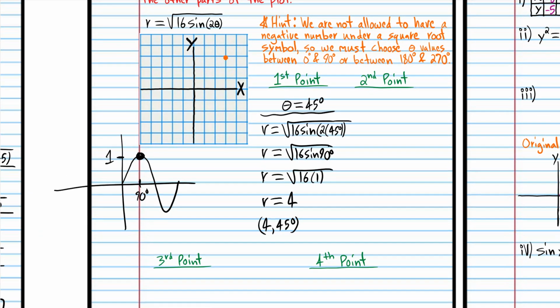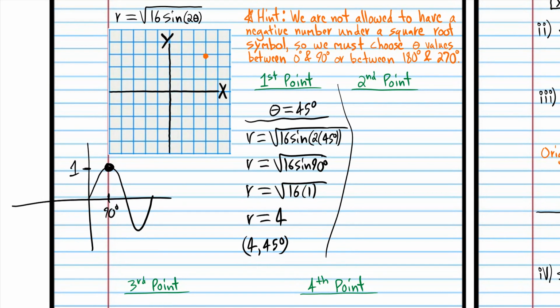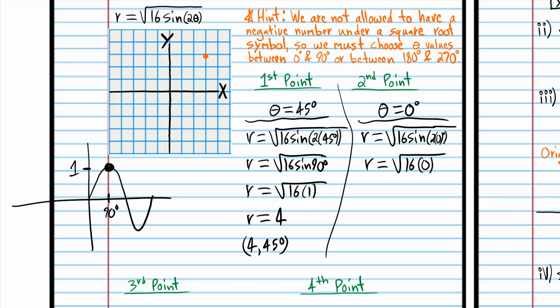Okay, so we need to find some other points. So let's try theta is equal to 0 degrees. Then we have r is equal to the square root of 16 times sine 2 times 0 degrees. So r is equal to the square root of 16 times sine 0, which is just 0. So r is 0. So we have the point 0, 0 degrees. So that means we have a point at the origin.